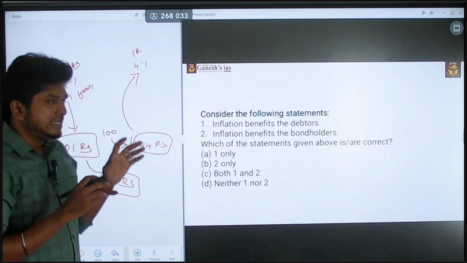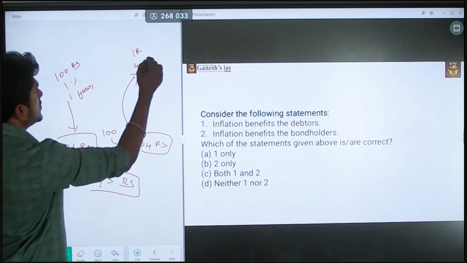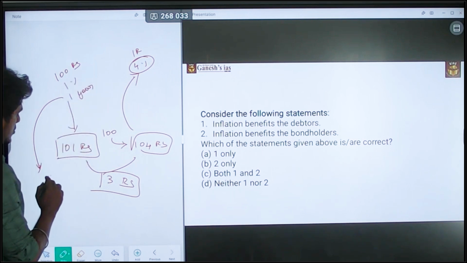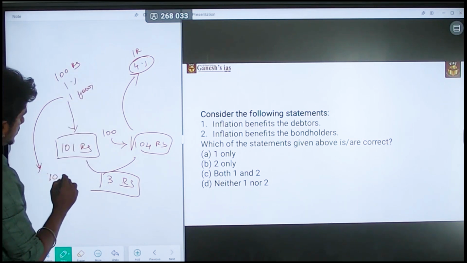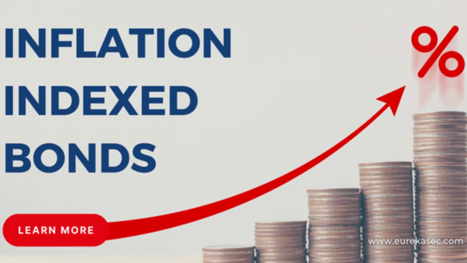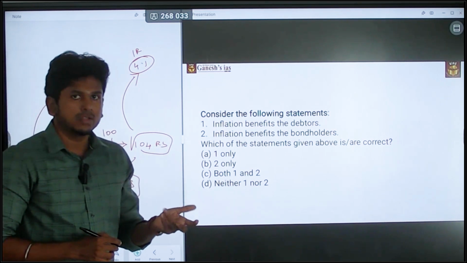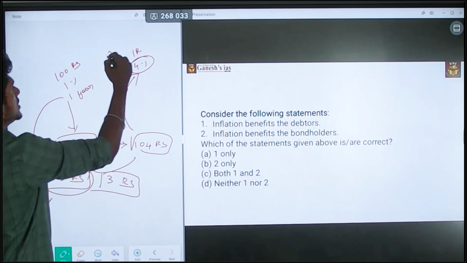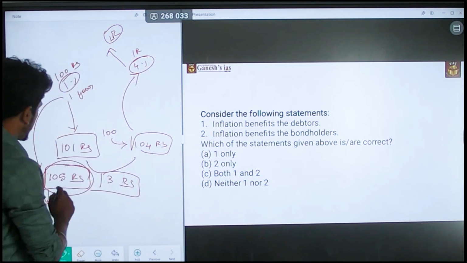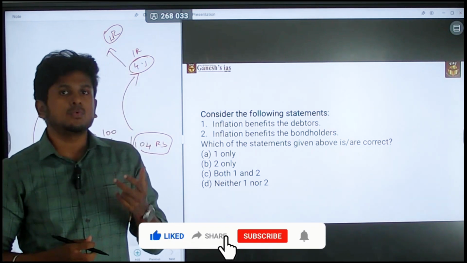So this is called a normal bond market. When it comes to the inflation indexed bond, if there is an inflation of 4%, they will just add this 4% to the bond interest rate. So they will give 105 rupees. This is the inflation indexed bond. After 1 year, you will get 105 rupees as the returns for that bond, because 4% is the inflation rate in the market and 1% is your interest rate. By calculating that, they will provide 105 as your return. If it is an inflation indexed bond, you will get that benefit.